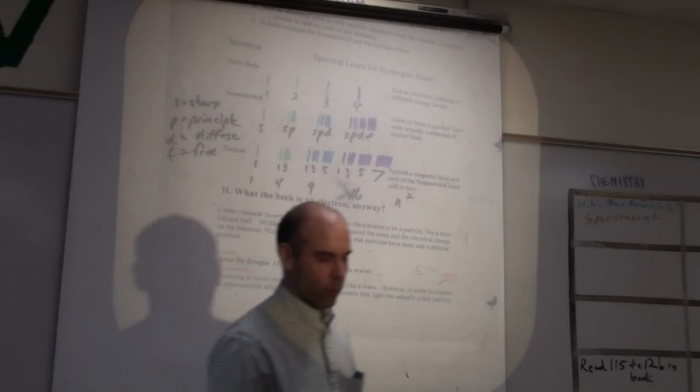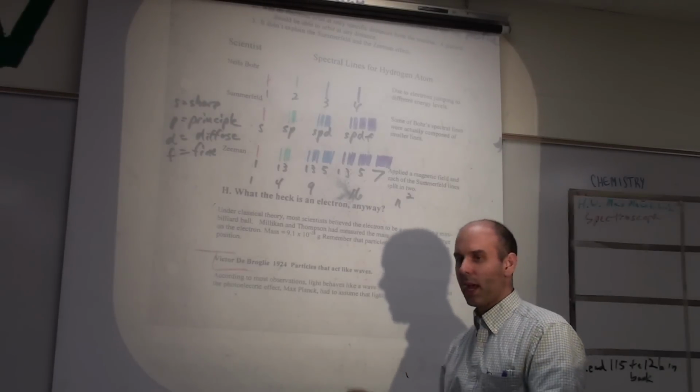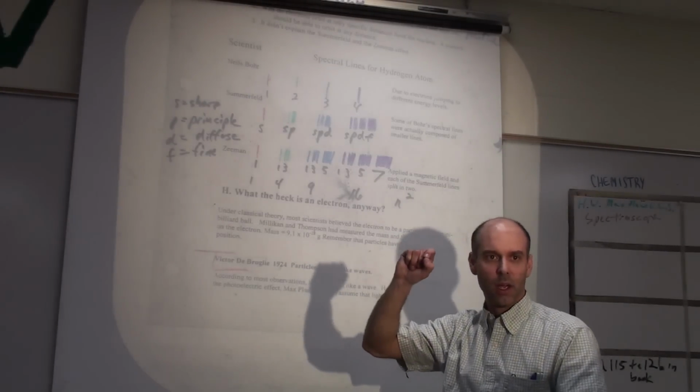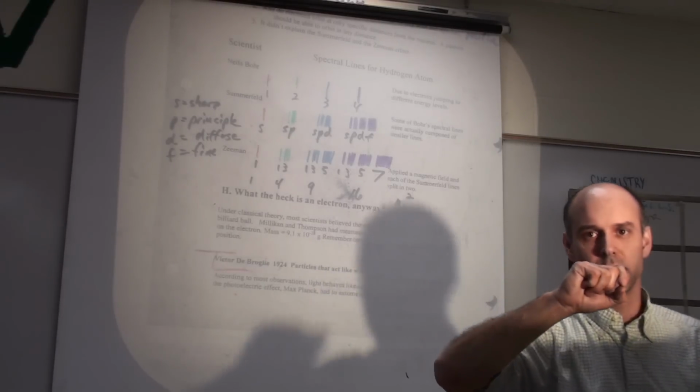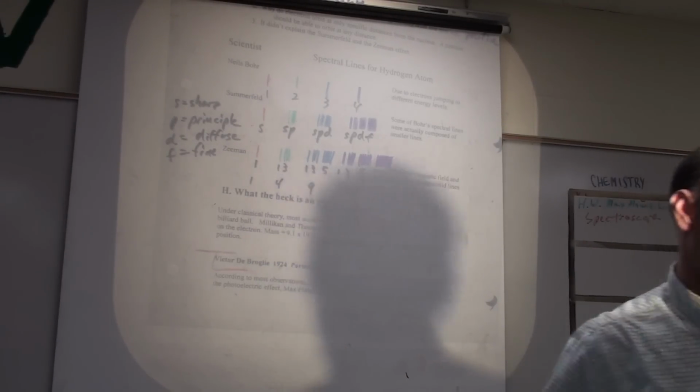But de Broglie said, well, wait a minute. If Max Planck can say a wave can act like a particle, light can act like a little particle called a photon, why can't we do the opposite? Why can't we take a tiny electron and pretend that it's a wave? Okay? So that's what de Broglie suggested.